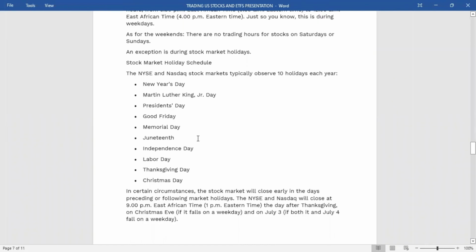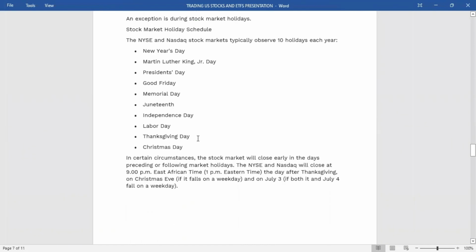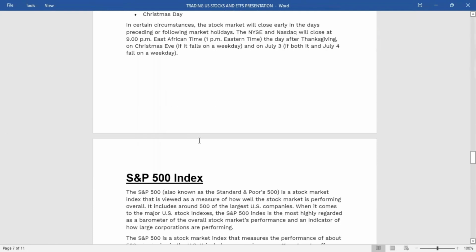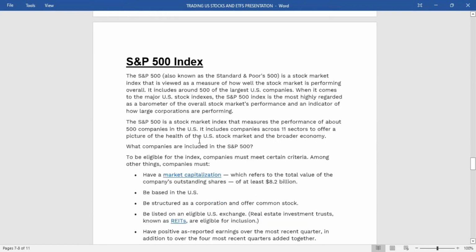In certain circumstances, the stock market will close early, in the days preceding or following market holidays. Okay, so let's look at the various indexes that we have.